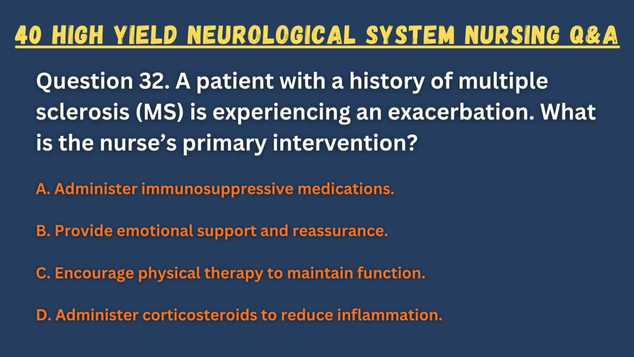Question 32. A patient with a history of multiple sclerosis, MS, is experiencing an exacerbation. What is the nurse's primary intervention? A. Administer immunosuppressive medications. B. Provide emotional support and reassurance. C. Encourage physical therapy to maintain function. D. Administer corticosteroids to reduce inflammation. Answer.